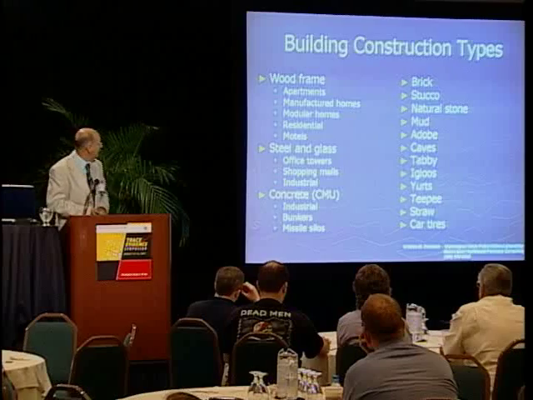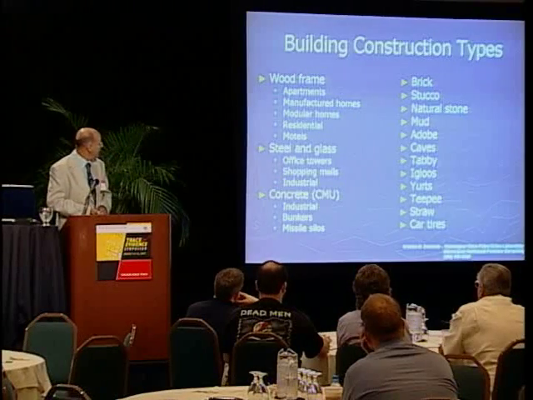Steel and glass office towers. And those types of materials you would find, of course, in office towers, shopping malls, industrial complexes. Then concrete, and the CMU means concrete masonry units. Those are the blocks. Of course, there's a lot of overlap amongst all these, but I think of those in industrial complexes, bunkers, missile silos.